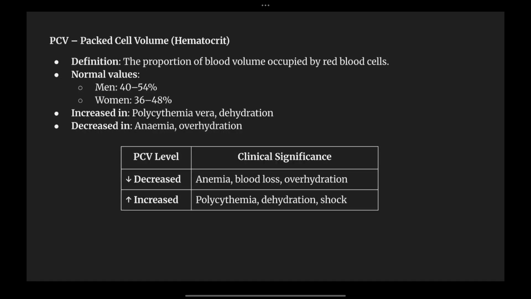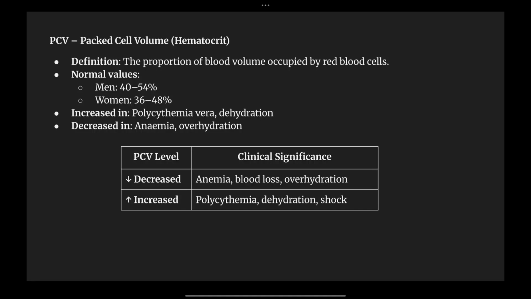Moving to the next type of test performed to determine the normal levels of blood cells, that is PCV, which is more important. Now we have done ESR. This is also another mega important topic, the packed cell volume hematocrit method. So we'll see the definition. The proportion of blood volume occupied by red blood cells is determined. That is how packed cell volume is determined. Normal values for men are 40 to 54%, and for women 36 to 48%.